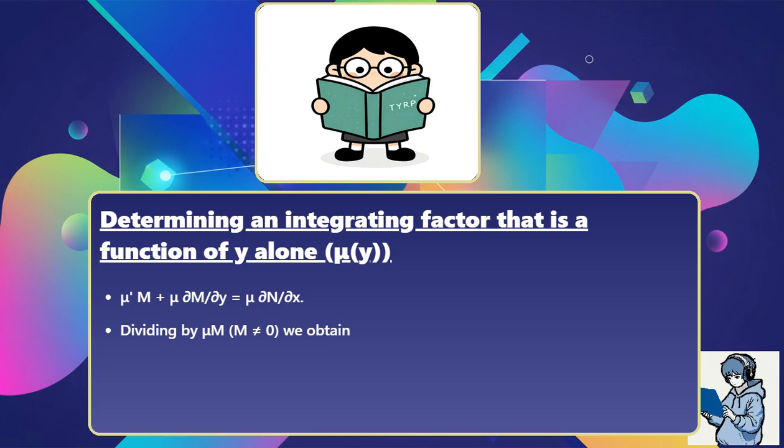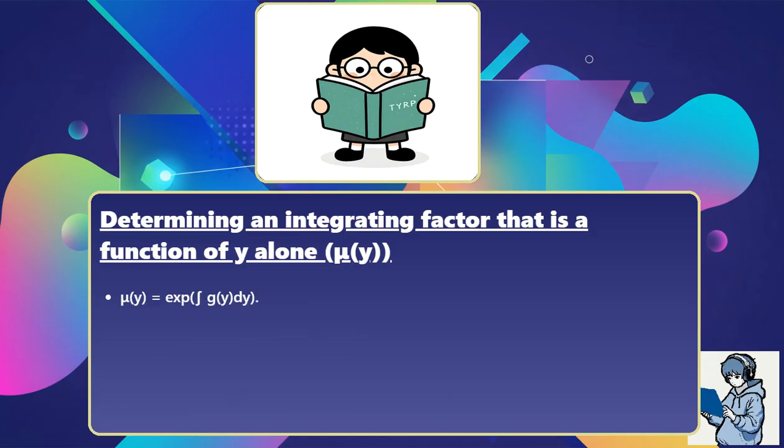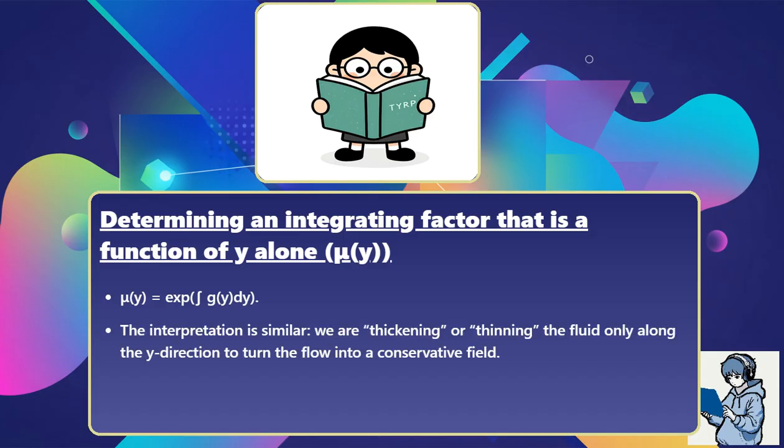Dividing by mu M, M not equal to 0, we obtain mu prime over mu equals partial N over x minus partial M over y, divided by M, equals g of y. If this ratio simplifies to a function of only y, then mu of y equals e to the integral of g of y dy. The interpretation is similar. We are thickening or thinning the fluid only along the y direction to turn the flow into a conservative field.